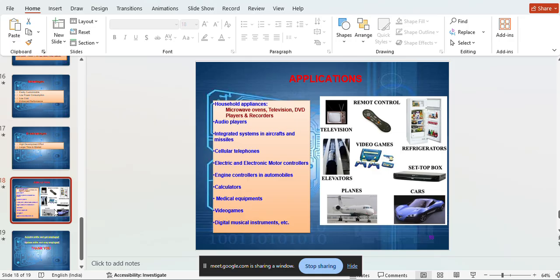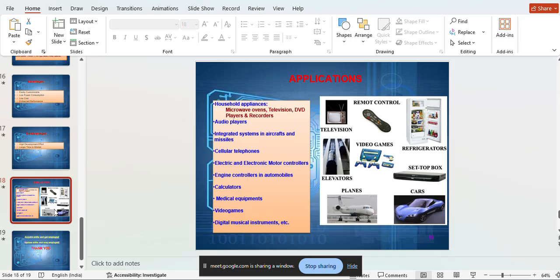Next, video games. Video game devices are used for particular tasks, and in them microcontrollers are used. Also digital musical instruments, like guitars, where microcontrollers are used to amplify the sound and music. Embedded systems are present there as well. So this is the basic introduction to embedded systems.